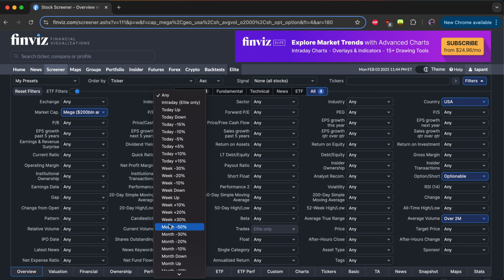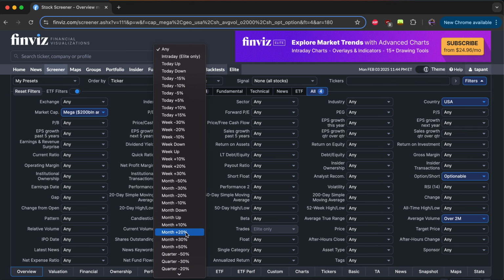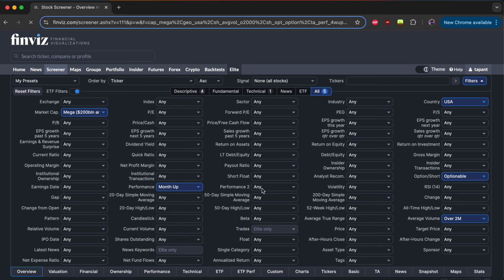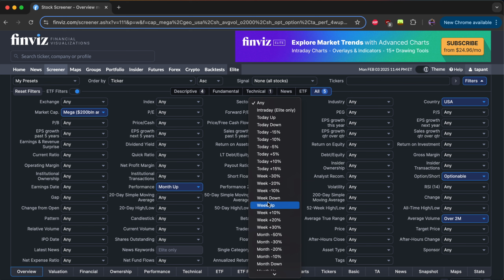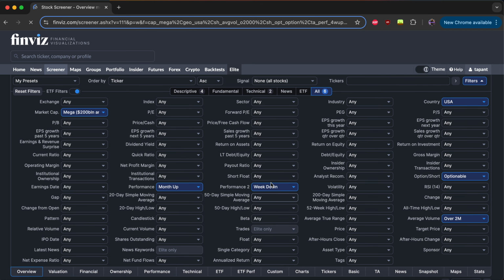I would want to look at that month, right? My first filter would be that month. I would want the stock to be up that month. So month up, right? That's basically what we're saying. And then performance two, I'd want it to look like week up, right? On that week, no, that's just week down.